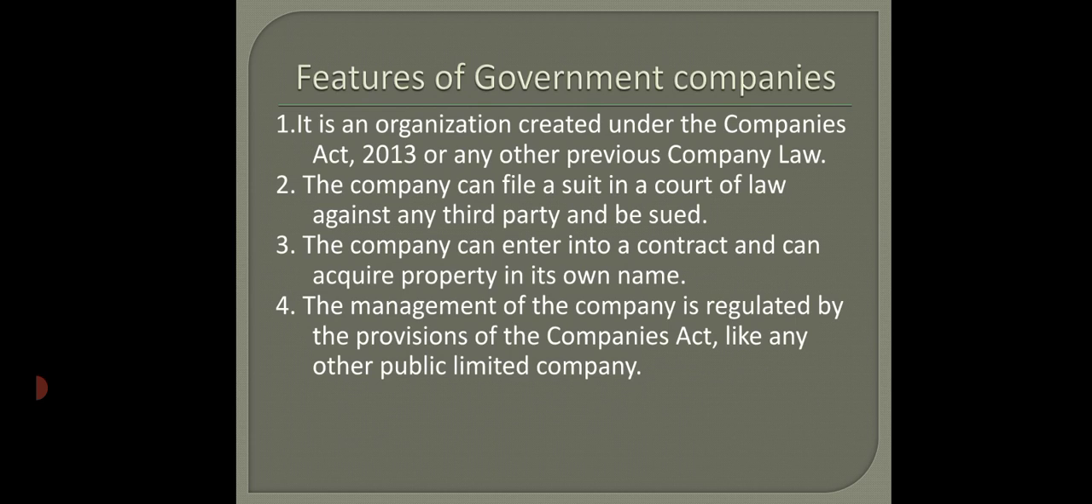The company can file a suit in a court of law against any third party and can be sued by any party, vice versa. So after getting registered, the company can file any case against a third party, and any third party can file a case against the company. Company can enter into a contract and can acquire property in its own name. Once the company gets its registration and incorporation certificate, it can enter into any contract and acquire property in its name.